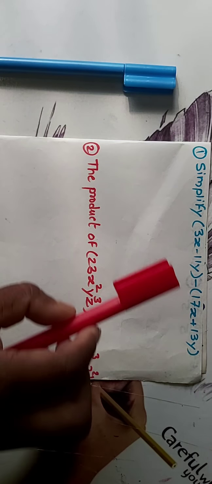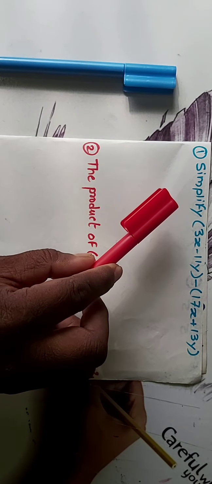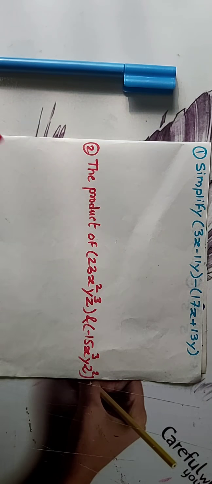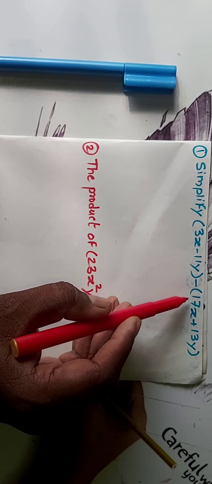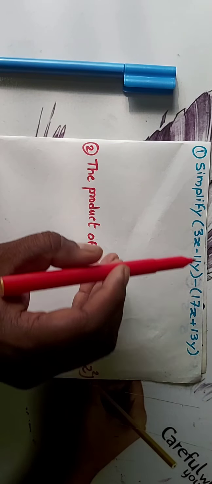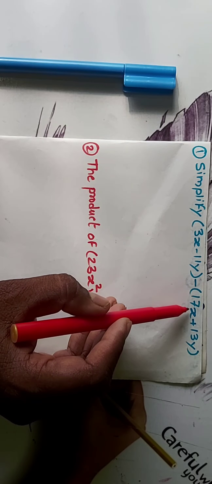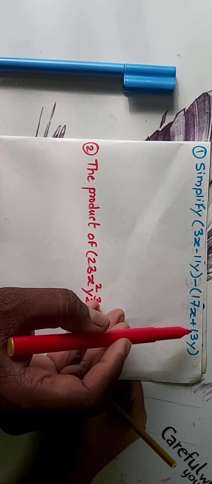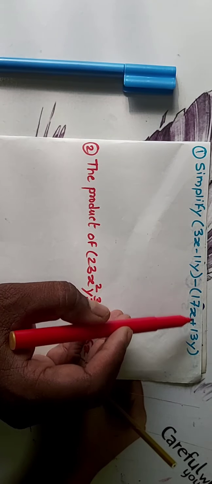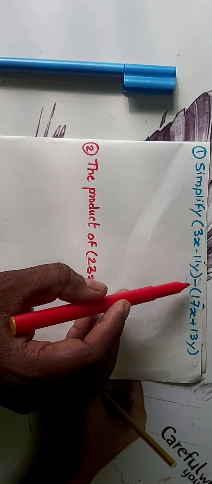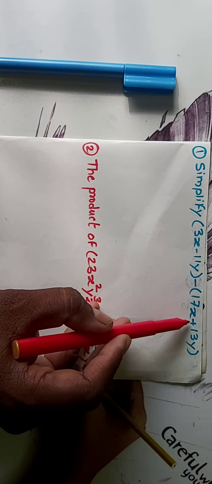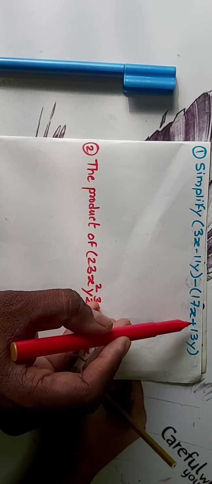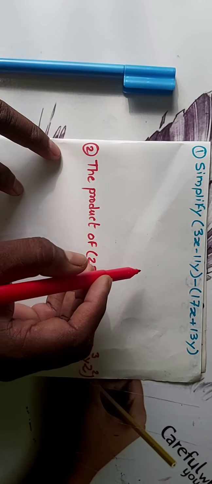So the first question is simplify, and the second one is the product of. Let's see here, simplify 3x minus 11y minus the second bracket 17x plus 13y. So 3x and 17x are like terms, and minus 11y plus 13y. Here, students, you know the rule: when subtraction is there, we have to change the sign of the terms in the second bracket. Okay, so we will solve this example.